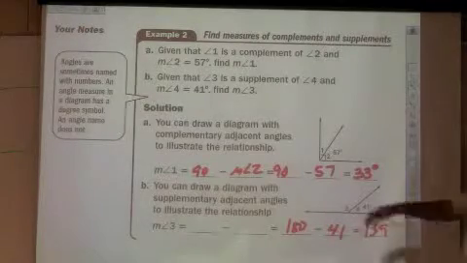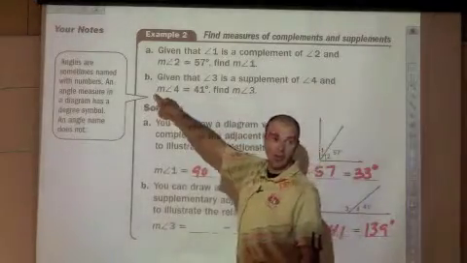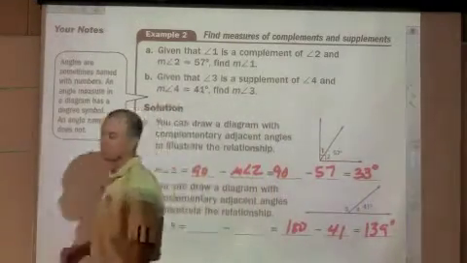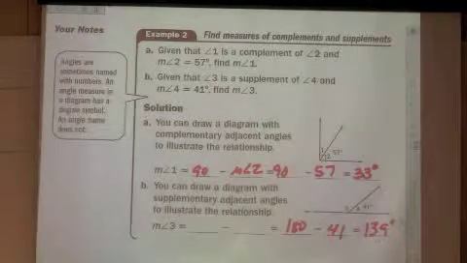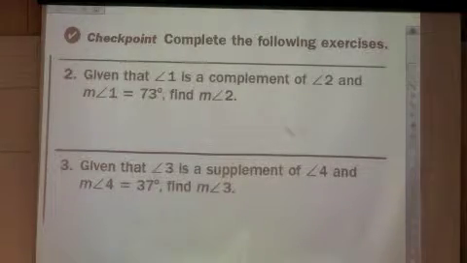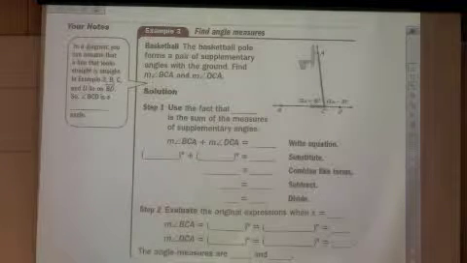Now notice the difference here. When you talk about the measure of an angle, you put a little m there. Okay. Talk about the measure of an angle, then you'll label it in degrees. Okay, we're going to skip this and this because you guys have a good handle on it. Let's jump to example 3.